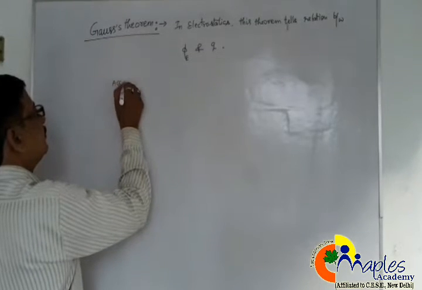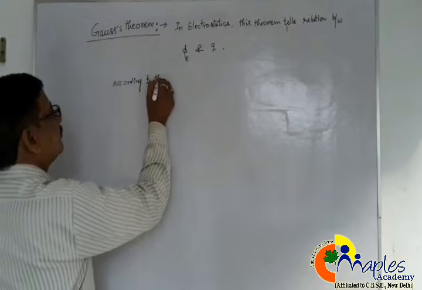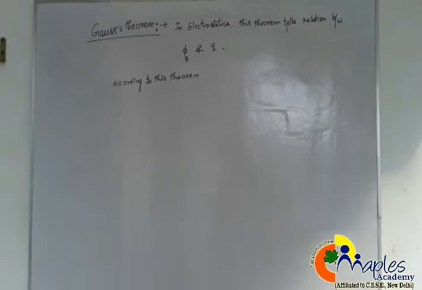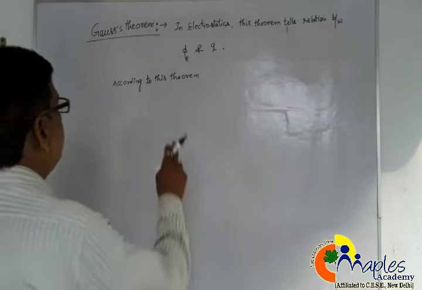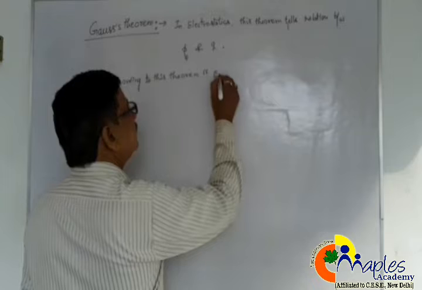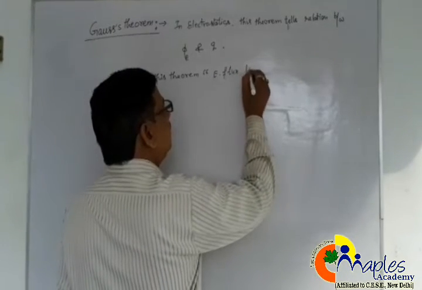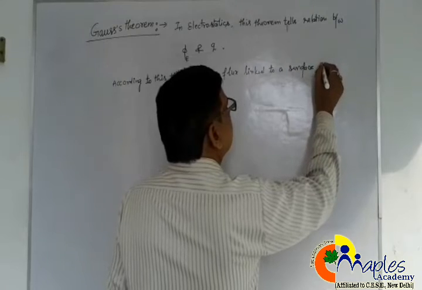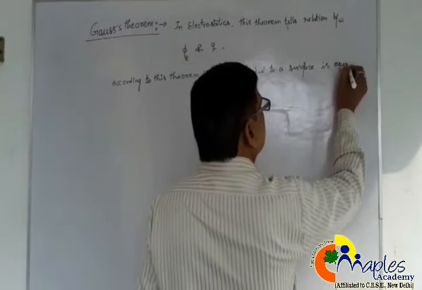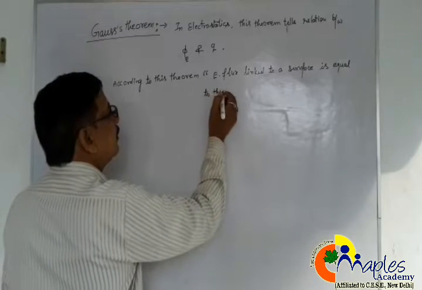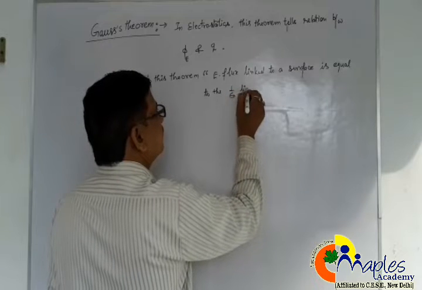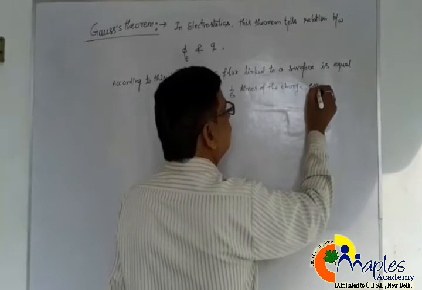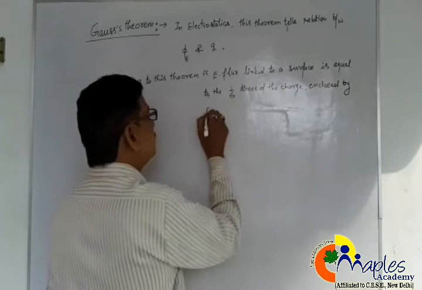According to this theorem, the electric flux linked to a surface is equal to 1 upon epsilon naught times the charge enclosed by the closed surface.